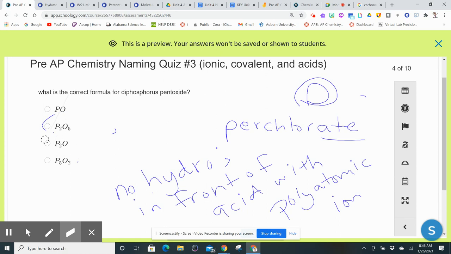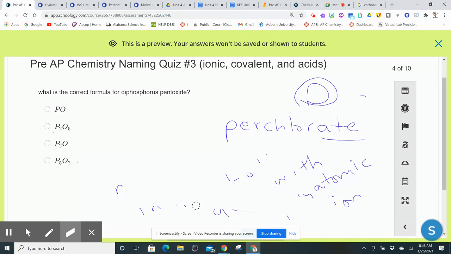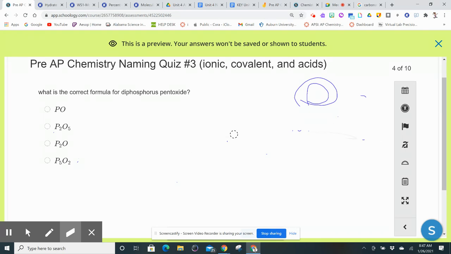Okay, so on this one, do I have a metal? Yes or no? Do you have a metal? No. Do I have an H in front? No. So it's not an acid, and it's not an ionic compound. Are the phosphorus and the oxygen nonmetals? Yes, they are. So all I do is look at the prefixes.